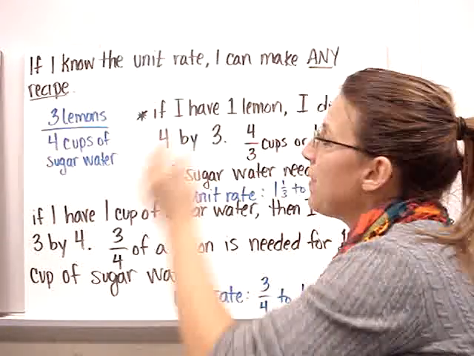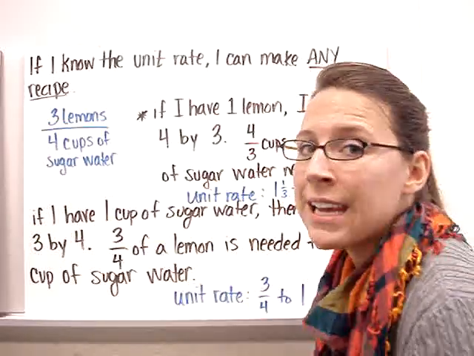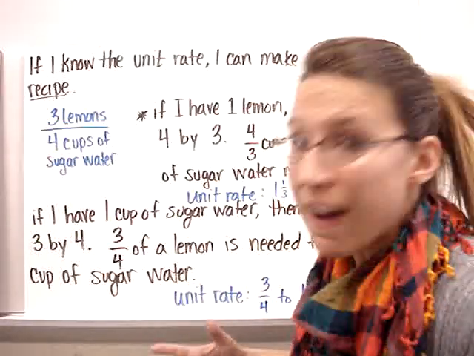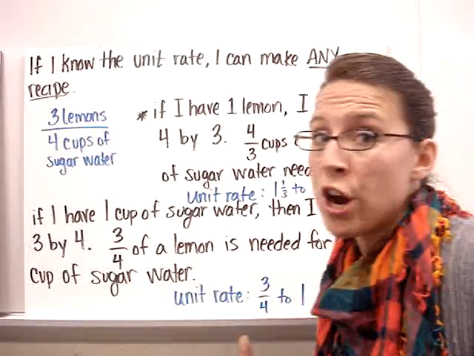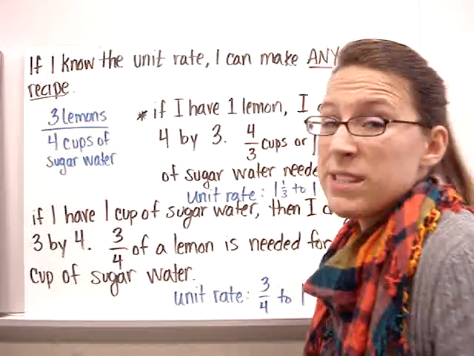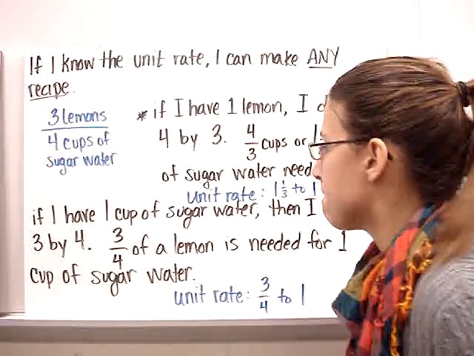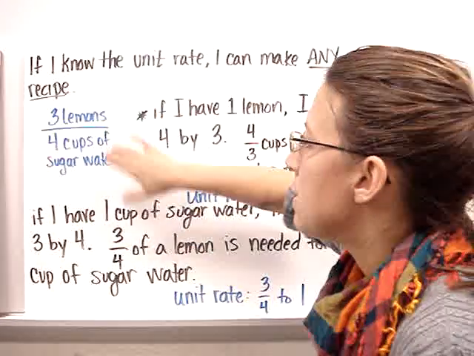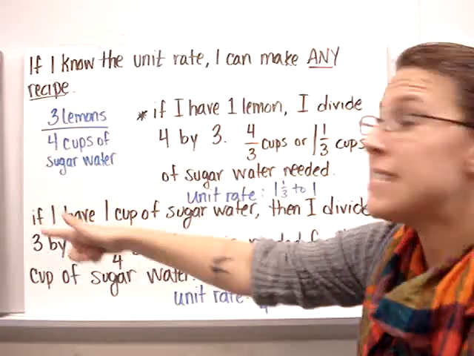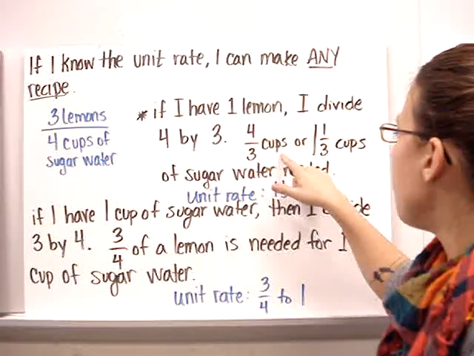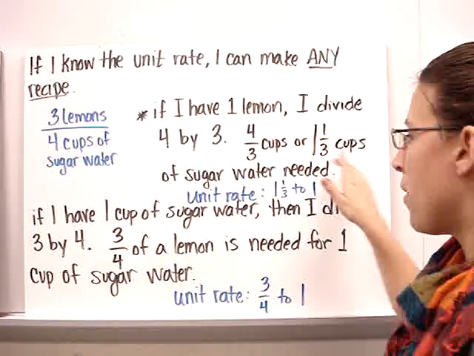If I know that if I have 1 lemon, how much water I need, then I could have 35 lemons, and I would just multiply 35 lemons by 1 1/3 cups of sugar water, and that would tell me how many cups of sugar water I need. So 3 lemons for every 4 cups of sugar water. If I have 1 lemon, I divide 4 by 3. We just did that. So 4/3 cups, or 1 1/3 cups of sugar water are needed.